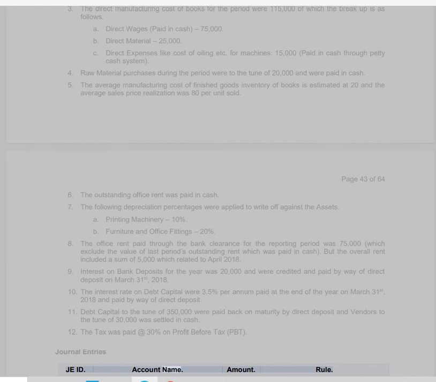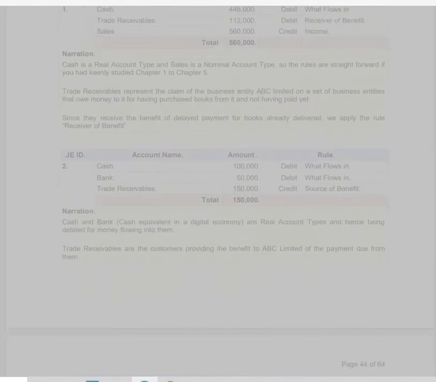JEID, account name, amount, rule. 1. Cash, 448,000, debit what flows in. Trade receivables, 112,000, debit receiver of benefit. Sales, 560,000, credit income. Total 560,000.